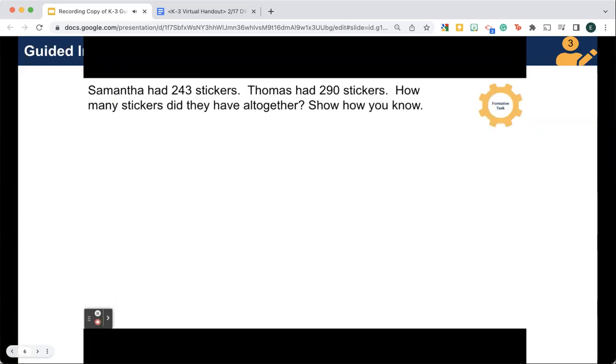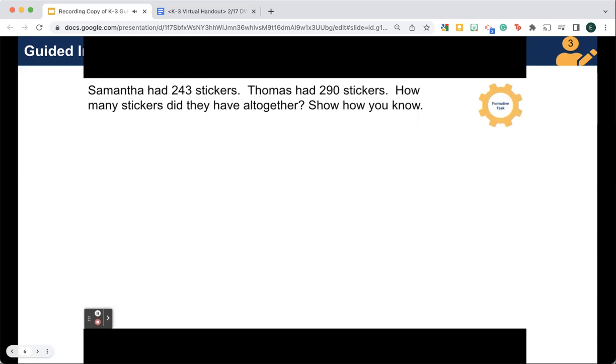Then I would launch this task. I might ask students before I even show it who like stickers, and then I'd read the task to them. I'd ask them to turn and talk and share the story of the problem, and then I would ask them to solve the problem. I'd make sure that students have base 10 blocks or bead strings and access to those manipulatives in order to support them.